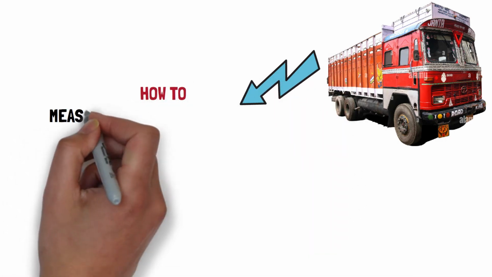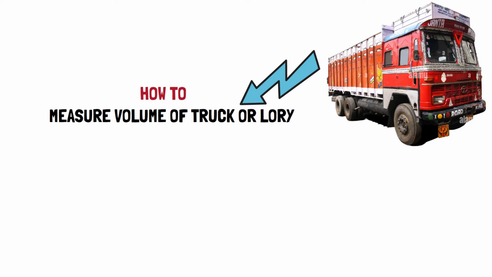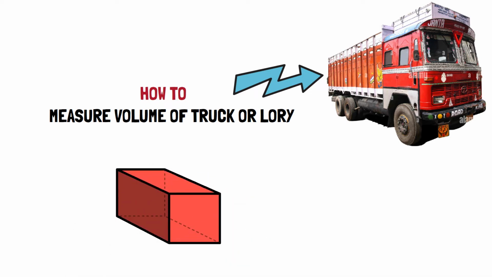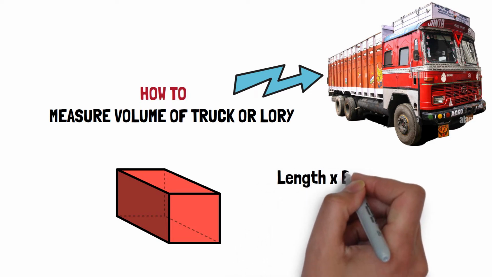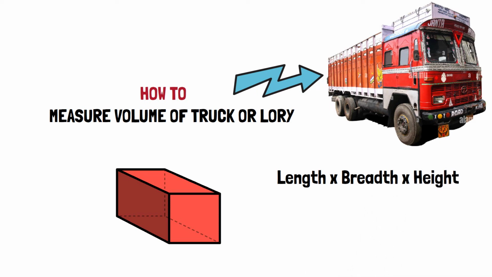How do we measure the volume of a truck or a lorry? If you have been on a construction site or have ever seen a truck or a lorry, it looks something like this. And as you can see, they are in a close to perfect block shape. By that I mean there are no slopes on any of its edges. So it becomes easy to calculate the volume with the formula length into breadth into height.